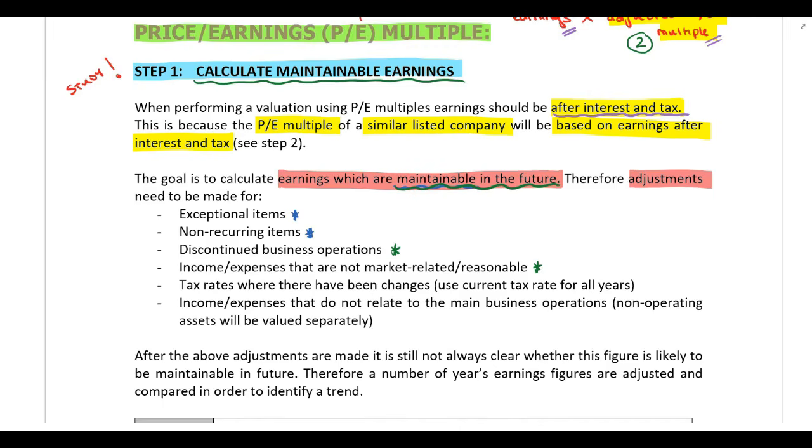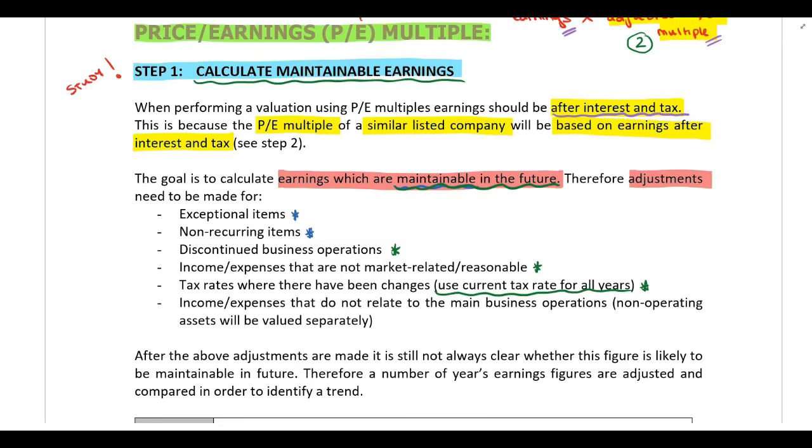If it is not market-related, we need to make an adjustment in order to take that into account. Then if we have any changes in tax rates over the years, you should use the most recent tax rate or the current tax rate for all years. Now, it's very unlikely that you'll see this in a question because the company tax rate has been 28% for quite a while. However, if you have different tax rates, in the one year the tax rate is 27%, the next year it's 29%, and in the most recent year it's 28%, you should use the current tax rate for all of your years.